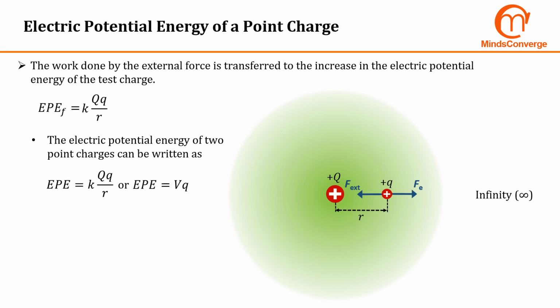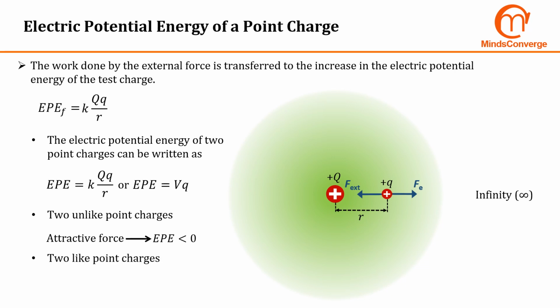When we use the above equations to calculate the electric potential energy, the signs of the two-point charges are required to be included during the substitution of values. So, if the two-point charges are unlike charges, they will attract. The electric potential energy is negative. If the two-point charges are like charges, they will repel. The electric potential energy is positive.